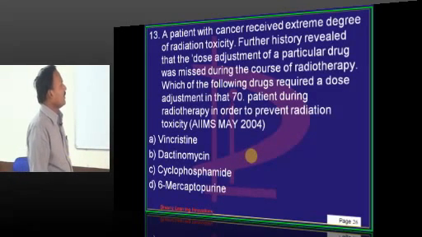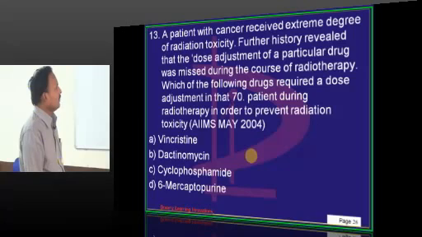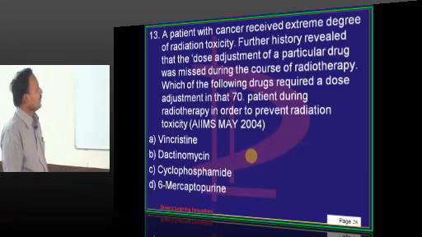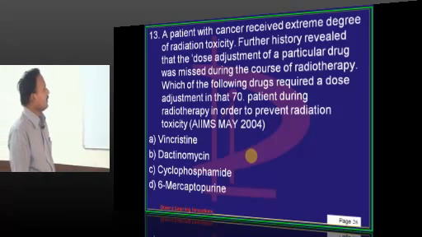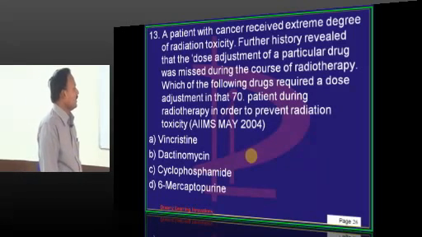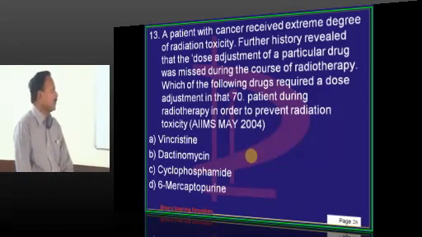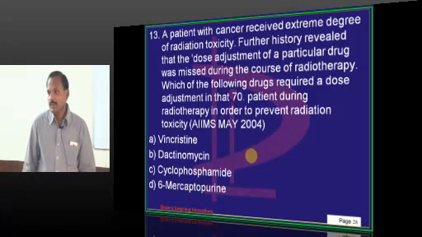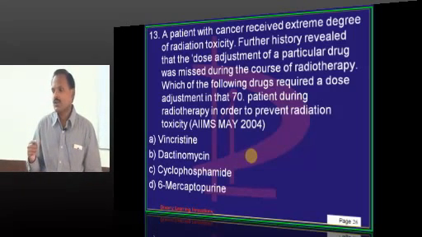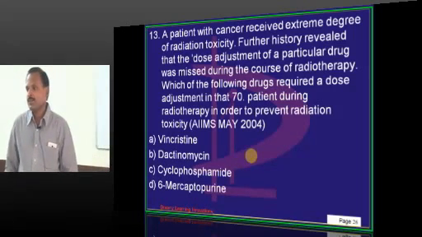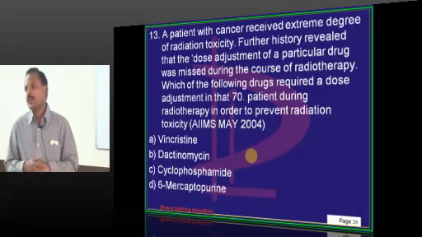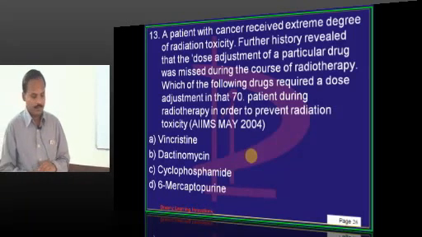A patient with cancer received extreme degree radiation toxicity. History revealed the dose adjustment of a particular drug was missed during the course of radiotherapy. Which of the following drugs required a dose adjustment in that patient during radiotherapy in order to prevent radiation toxicity? Vincristine, dactinomycin, cyclophosphamide, mercaptopurine. Here again, actinomycin D also is a potential radiotoxic agent. Actinomycin D is also called dactinomycin. So, the dose of dactinomycin or actinomycin D has to be very much reduced if you are planning for sensitizing someone to radiotherapy.